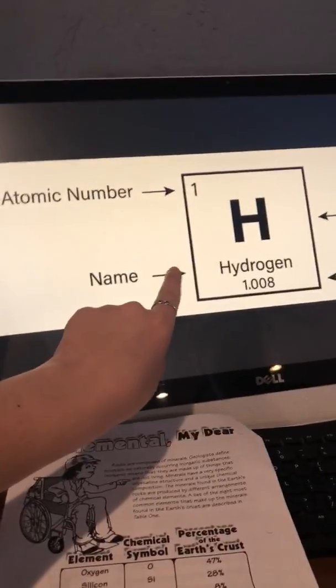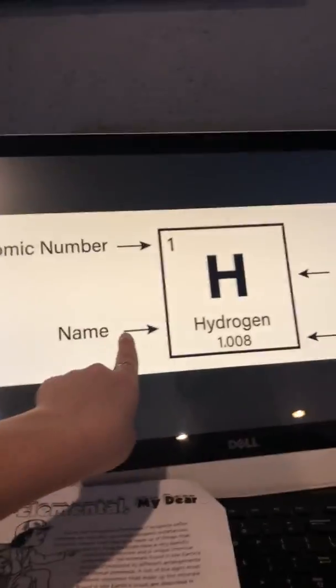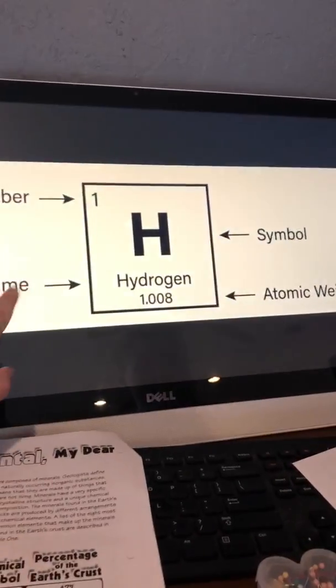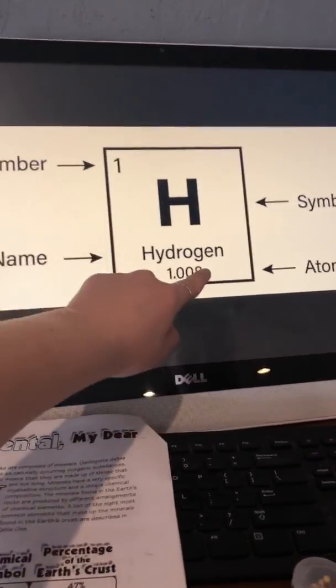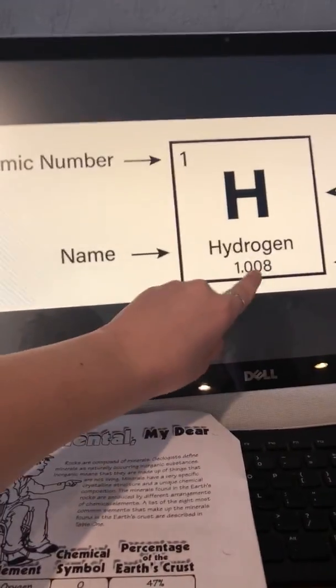Are you taking notes? Sure. That is awesome. Keep doing that. The name is hydrogen, and that's right here. And the atomic weight is listed underneath there.